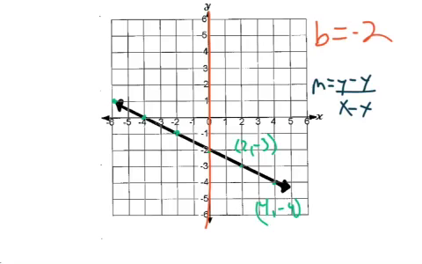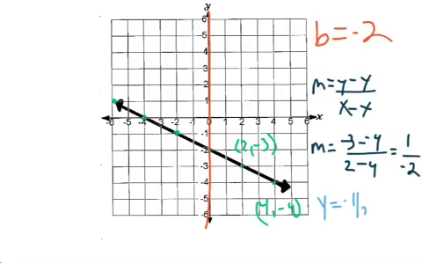So I'll go back up there and do this. So m equals, steal your y's, negative 3 minus a negative 4, over 2 minus 4 on the bottom. Negative 3 minus a negative 4 is a positive 1. And 2 minus 4 is a negative 2. So you can see that my slope is negative 1/2, and that makes sense because my line is decreasing from left to right. Okay. So then my final equation is y equals negative 1/2 x minus 2.